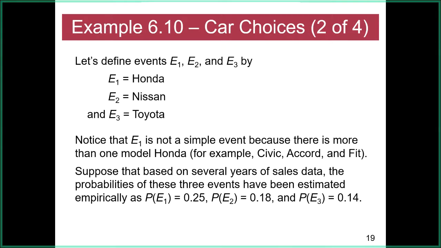E1 is not a simple event because there is more than one Honda. There are Civics, Accords, and other different models of Honda cars. So it actually includes several different outcomes in E1, but any of the outcomes that are made by Honda would fall into E1. Notice no cars are made by more than one of Honda, Nissan, and Toyota, so each of those is still mutually exclusive. Then, of course, they give you the probabilities here. They've been estimated by past experience or whatever. Since they say estimated, chances are those are subjective probabilities.